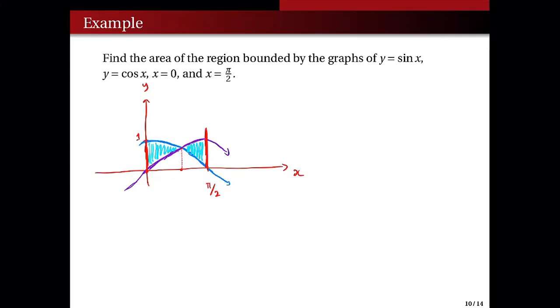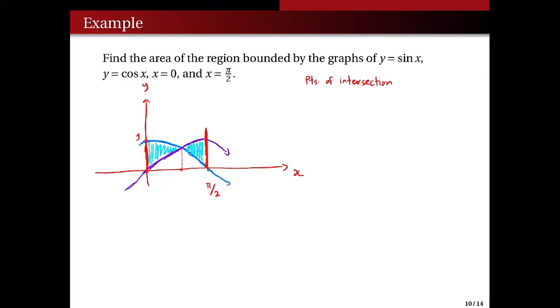Some of your classmates already gave me the point of intersection. It's equal to pi over 4. So let's compute that pi over 4. In here, points of intersection. In fact, there's only one point of intersection on this interval, 0 to pi over 2.